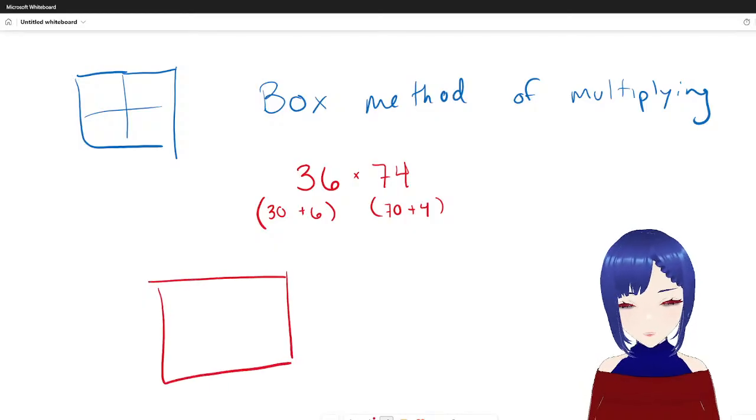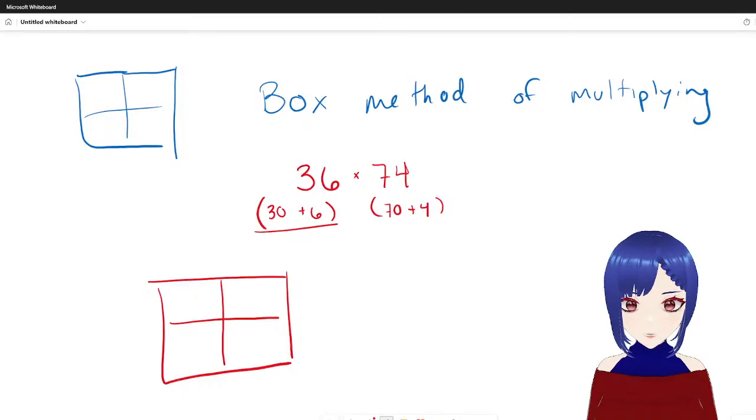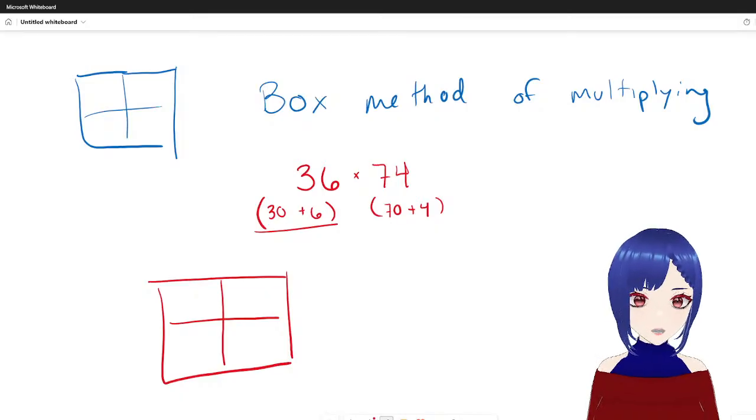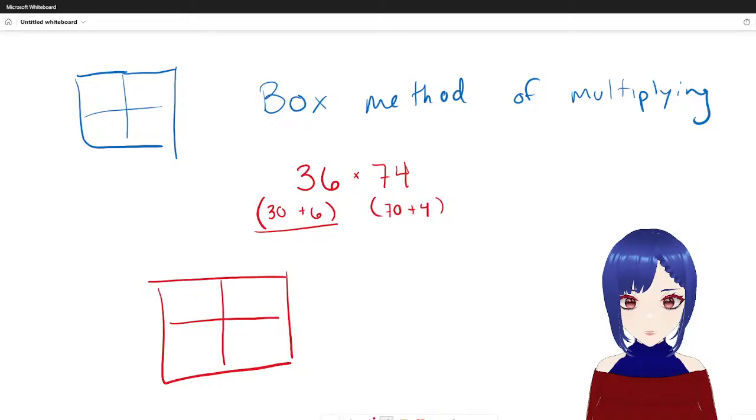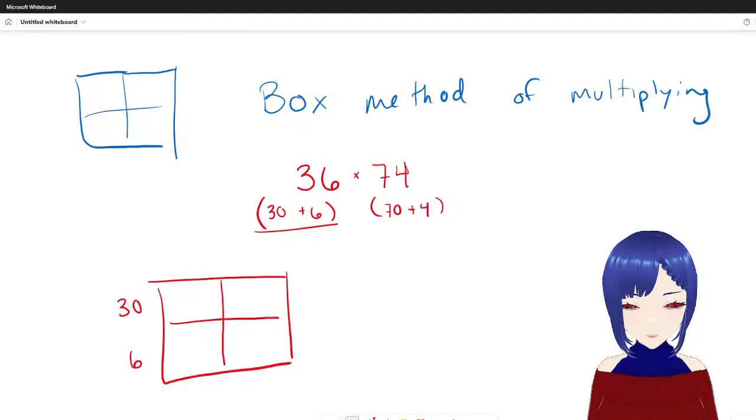Because they're 2-digit numbers, we make a 2x2 box. And I usually, when I'm doing box method, whatever's first, I put along the left-hand side. Whatever's second, I put along the top. So I would do 30 and 6 and 70 and 4.